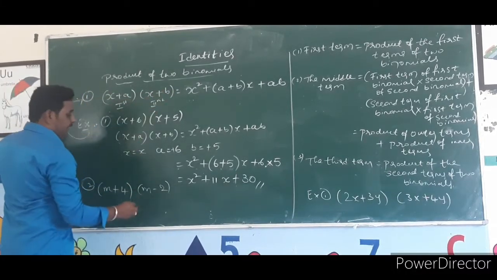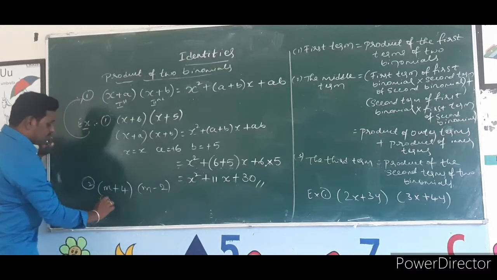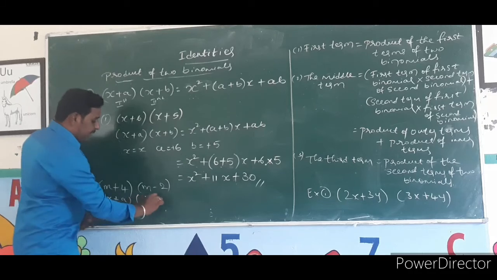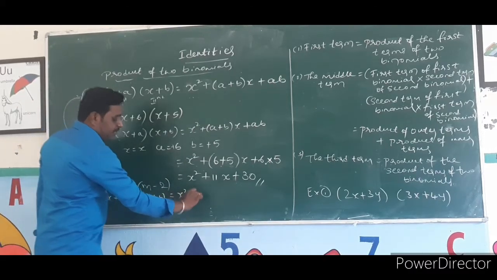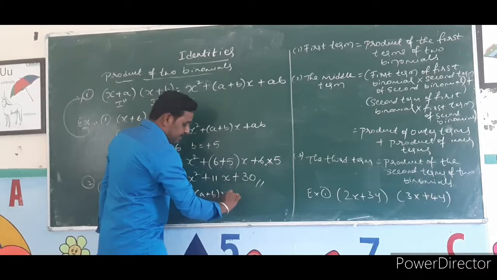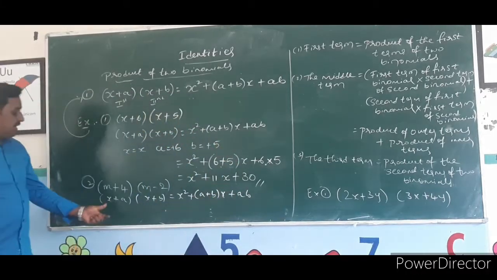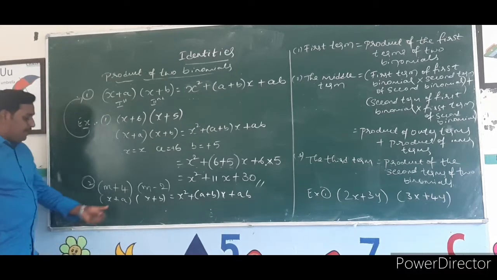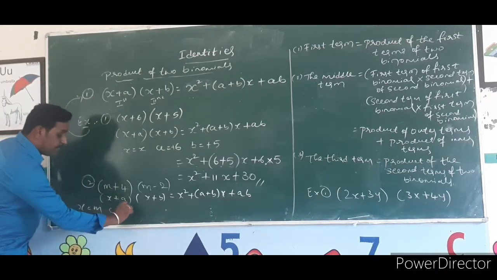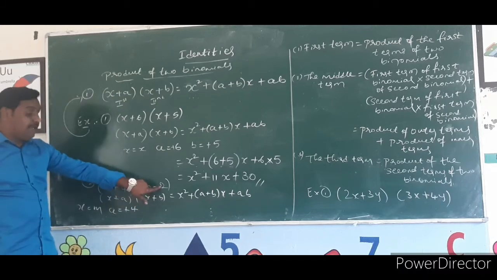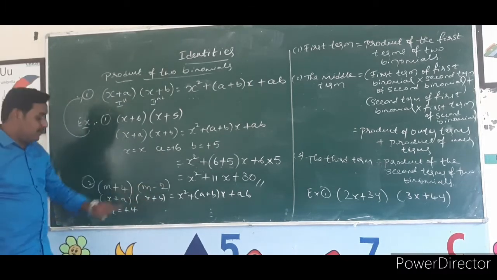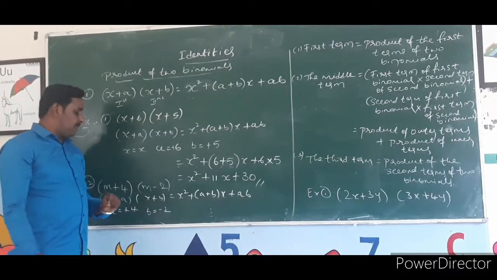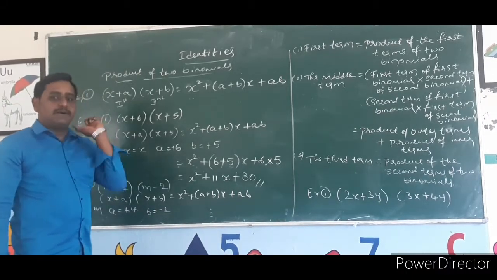What is the formula? You have to write the formula once more, because the formula also carries marks. (x + a)(x + b) = x² + (a + b)x + ab. Look at the terms: in the place of x it is m, in the place of a it is plus 4, and in the place of b it is minus 2. You have to write with the sign also, because it is very important in mathematics. If you miss the sign, you will lose marks.